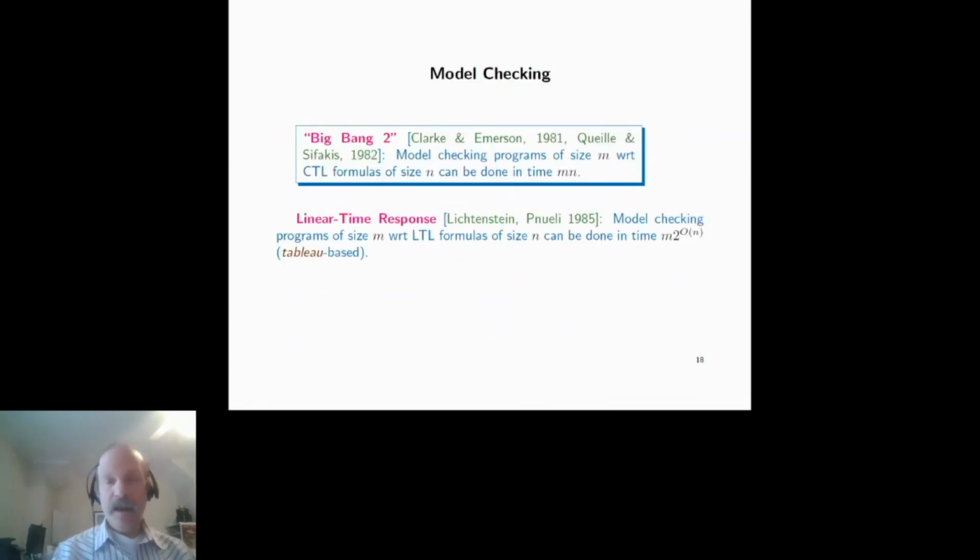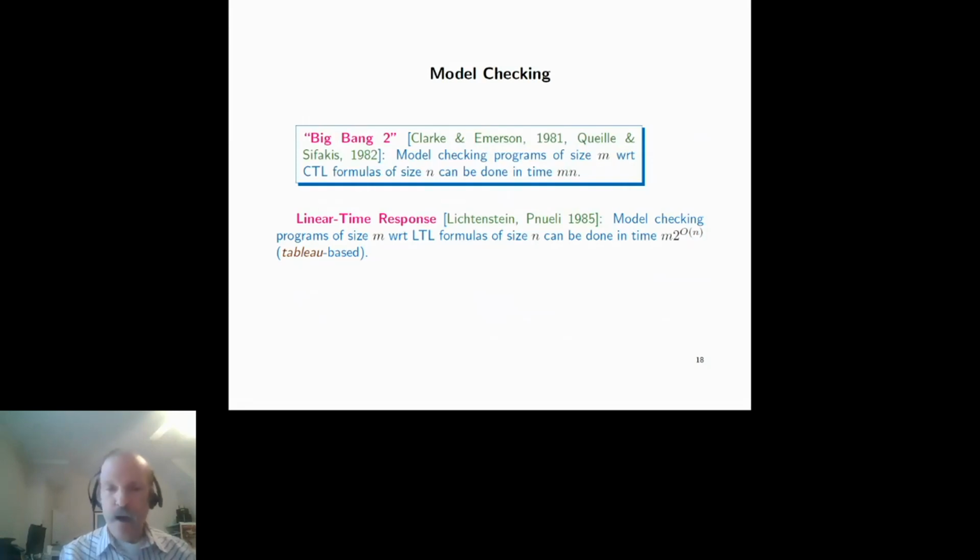So I said the first kind of big bang in this area of temporal verification was Pnueli's paper that introduced temporal logic. And then there are these two papers in '81, '82, and they look at the branching time logic called computational tree logic, or CTL. They show that if you look at programs of size m, which are finite state programs, so they have m states, and a formula of size n, you can do model checking in time that is multilinear. It is linear in both m and n.